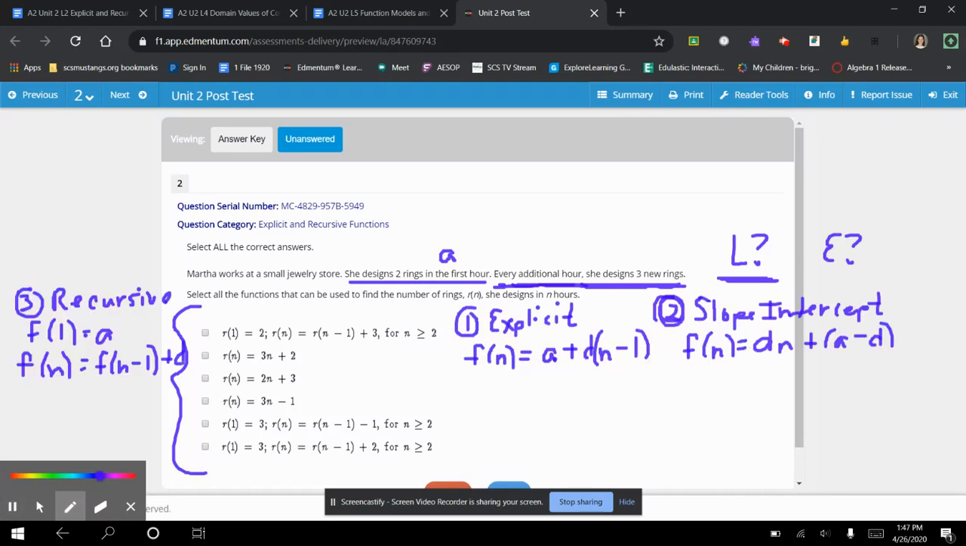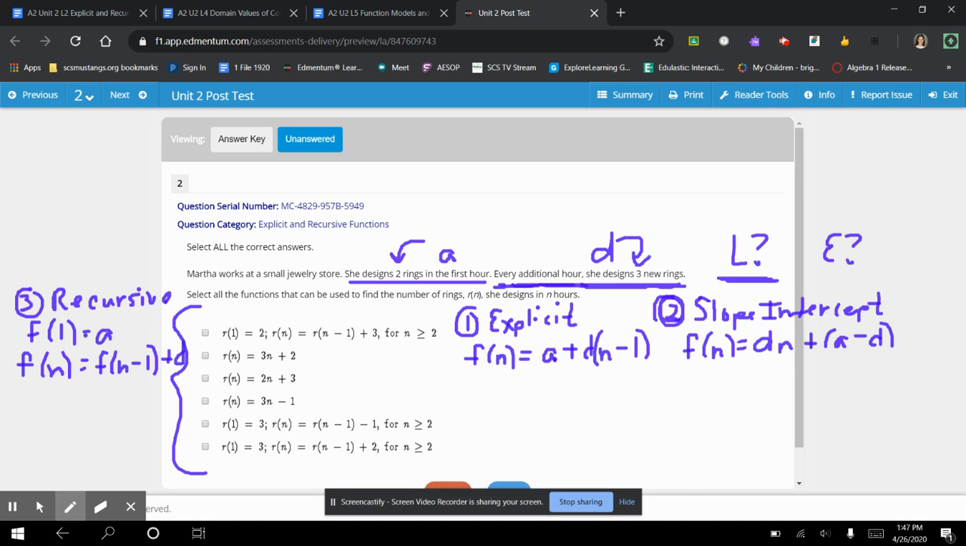Okay, so I've taken our linear, or our algebraic, equations and I've written them out for us. So all we need to fill in is our a value and our d value. I've already told us that our a value is 2. And then we need our d value. So the d value is going to be 3.